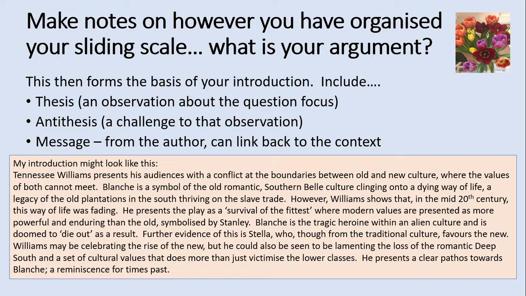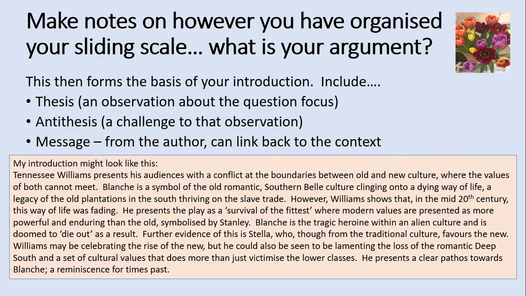Tennessee Williams presents his audiences with a conflict at the boundaries between old and new culture, where the values of both cannot meet. Blanche is a symbol of the old romantic Southern Belle culture, clinging on to a dying way of life, a legacy of the old plantations in the South thriving on the slave trade. However, Williams shows that in the mid-20th century this way of life is fading. He presents the play as a survival of the fittest, where modern values are presented as more powerful and enduring than the old symbolised by Stanley. Blanche is a true tragic heroine within an alien culture and is doomed to die out as a result.